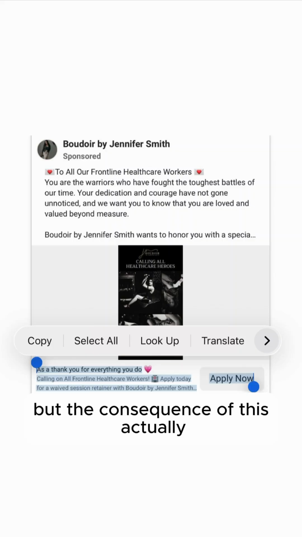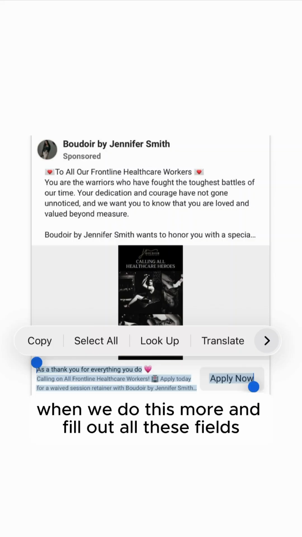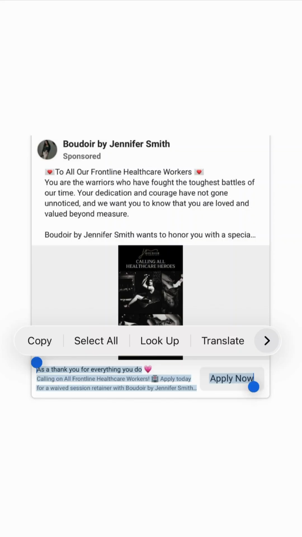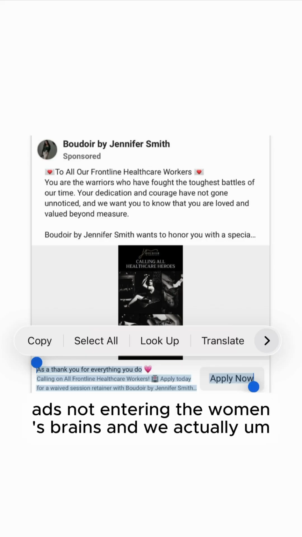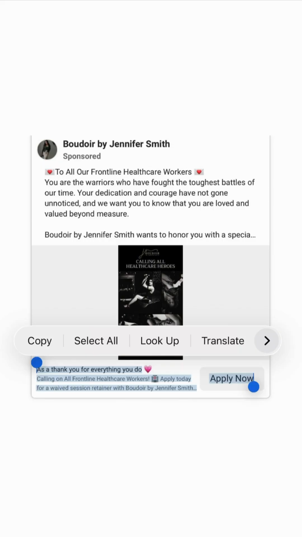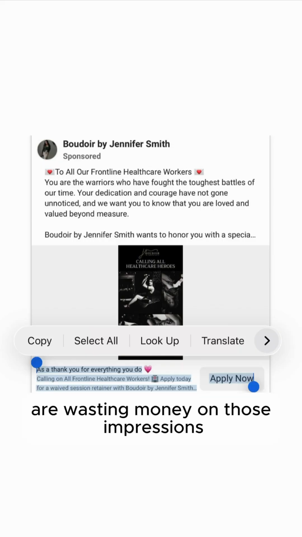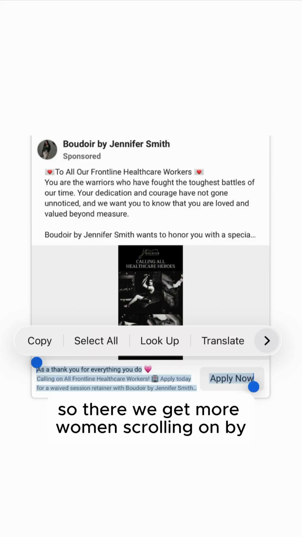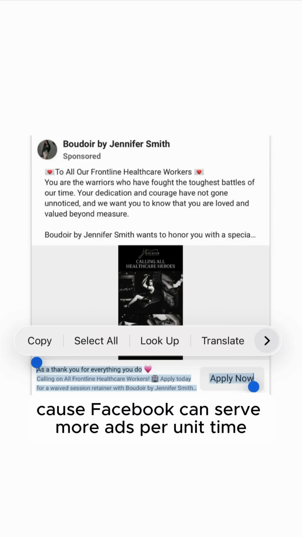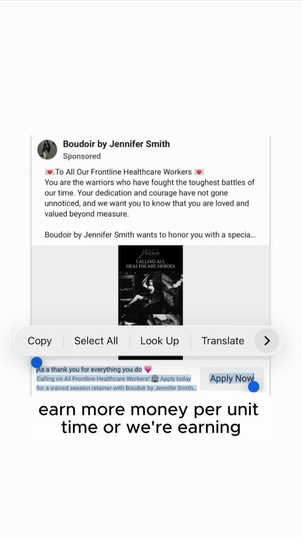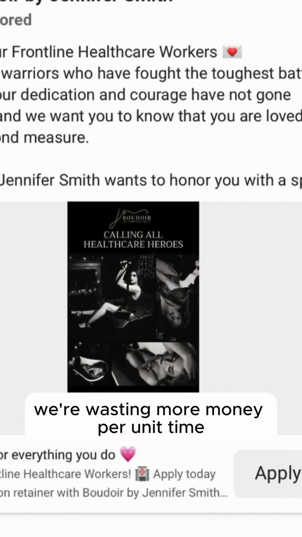But the consequence of this, when we fill out all these fields, is that more women are actually scrolling by our Boudoir Facebook ads, not clicking anywhere, with the ads not entering the women's brains, and we're wasting money on those impressions. So we get more women scrolling on by, fewer women clicking on our ad. And Facebook actually loves this because Facebook can serve more ads per unit time and earn more money per unit time, while we're wasting more money per unit time.